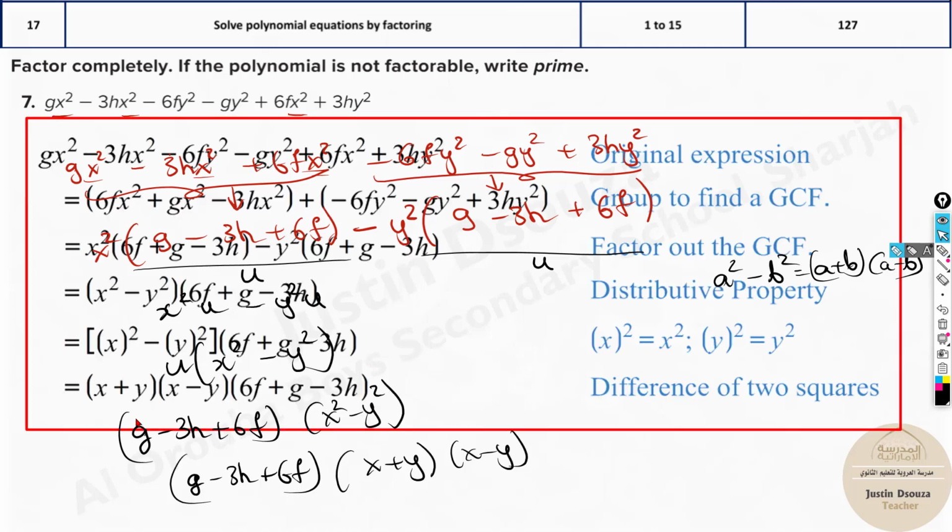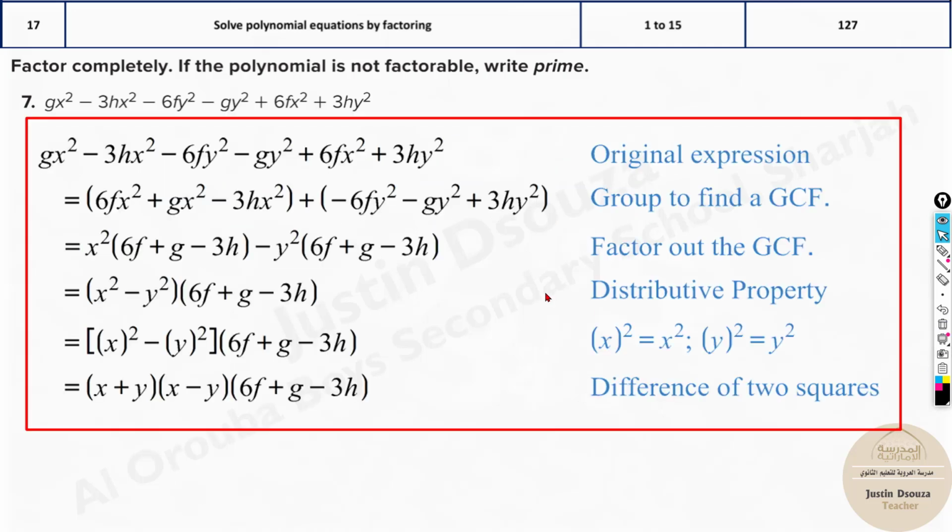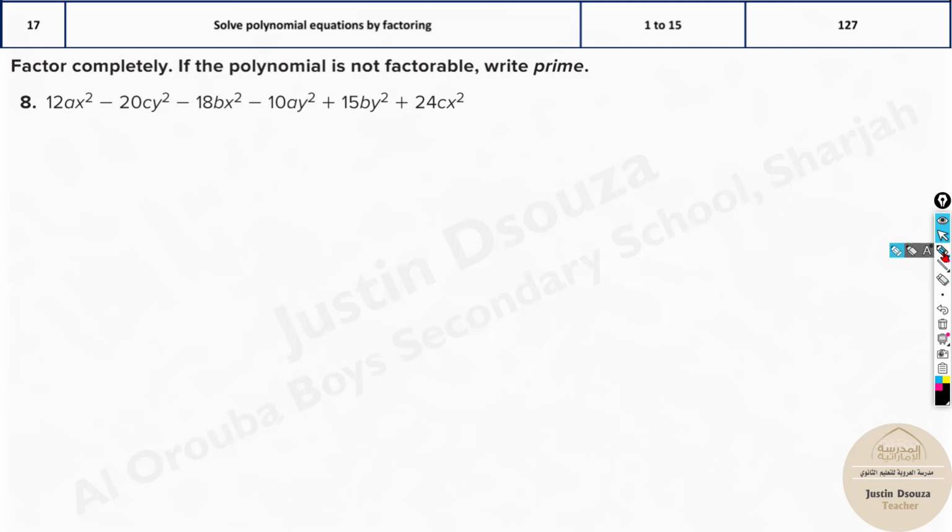You can see that would be the answer, right? Yeah, it's x plus y, x minus y. And they have written first 6f plus g minus 3h. However you write it, it's fine. See, it's a writing exam. If you write so much, you will definitely get full marks. So that is how we solve that. And over here, another similar problem, not the same one. I'll do this one as well.